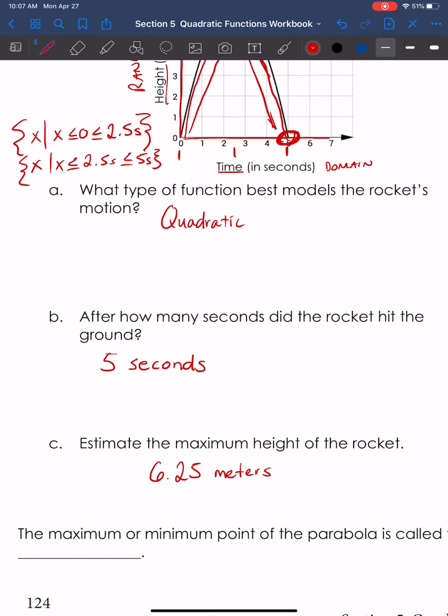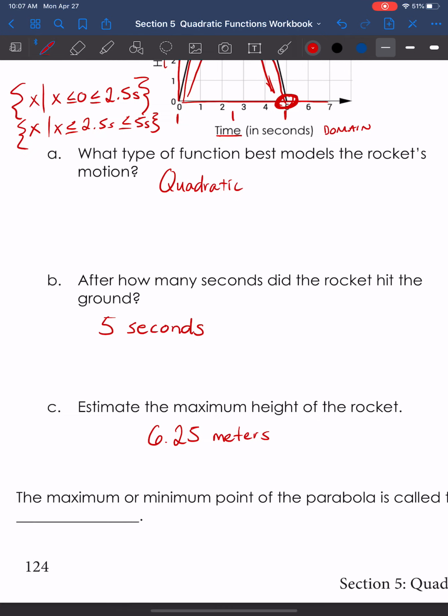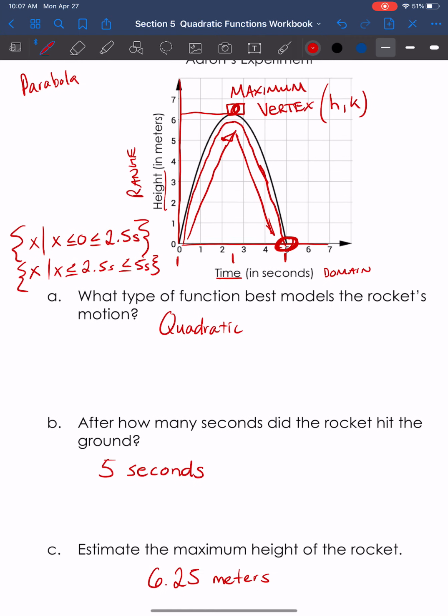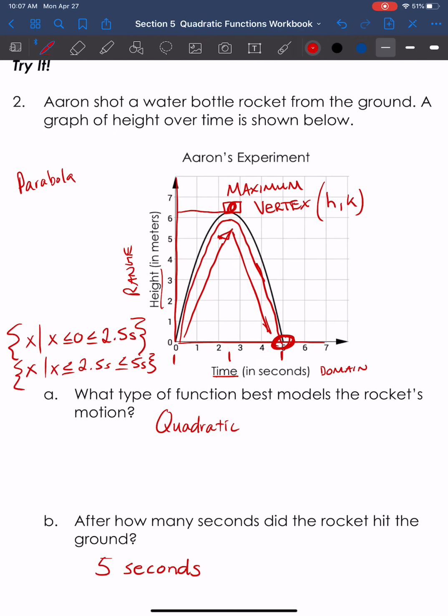The maximum or minimum point is called the vertex. So that is some of the key features that you're going to have to be able to list off whenever you're looking at a parabola.